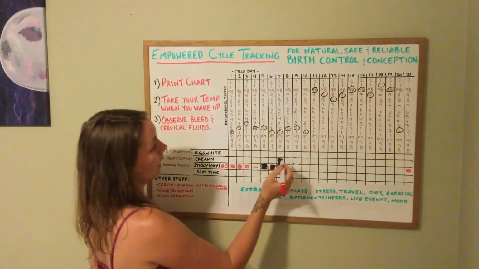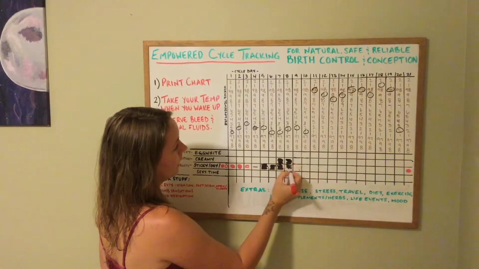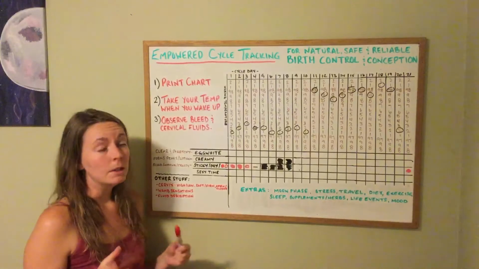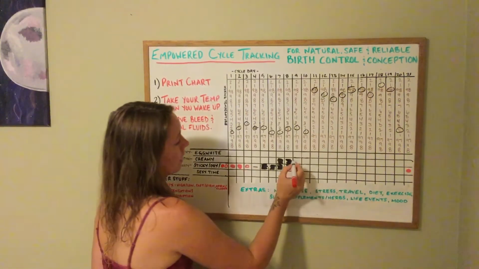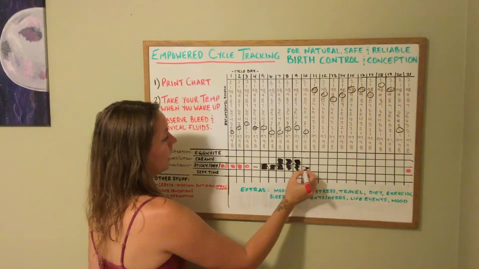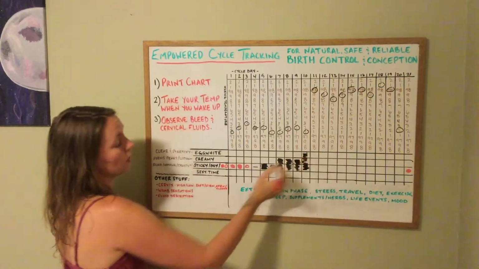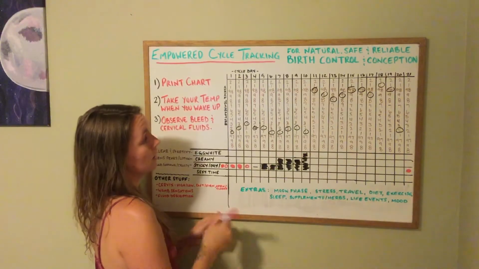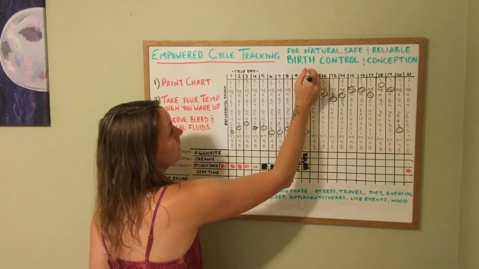So then we have 2 days of creamy, and then you'll generally only get 1, maybe 2 days of egg white. But let's just say this, and then we get egg white coming in here. So we feel that. So you see this nice ascension of your cervical fluid rising up to your peak ovulation day. So this is your peak. This is when you have the highest chance of getting pregnant.